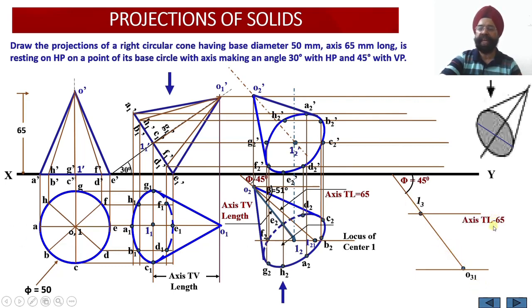So once again, you see, I have done the marking. So this length O1 3 or O3 1 is the true length, which is equal to 65 millimeter. So this is 65 mm. Now two locus lines will be drawn.